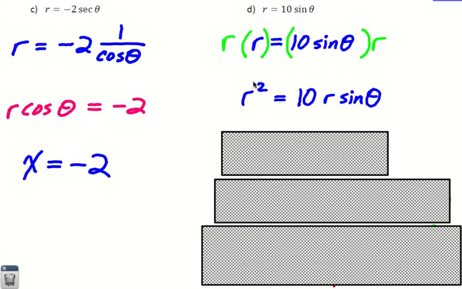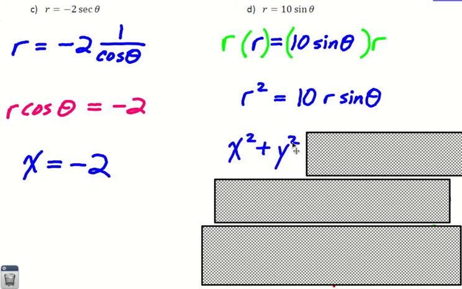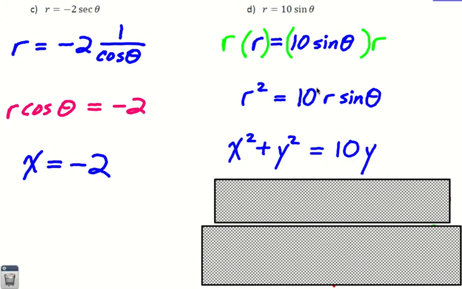So again, you tell me now, right? I'm not going to do all the heavy lifting here. Can you tell me what we can replace the r squared with that involves x and y, not r and theta? R squared is x squared plus y squared. And what could we replace the r sine of theta with? That's right, y. So this 10 r sine of theta becomes 10 y.